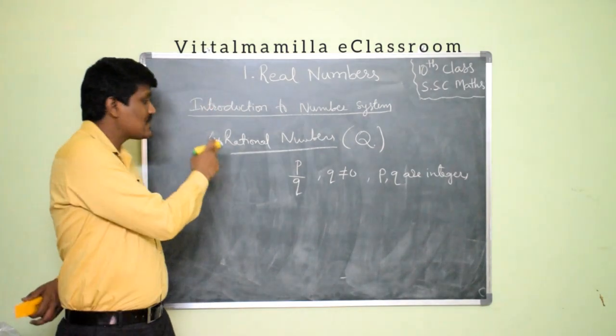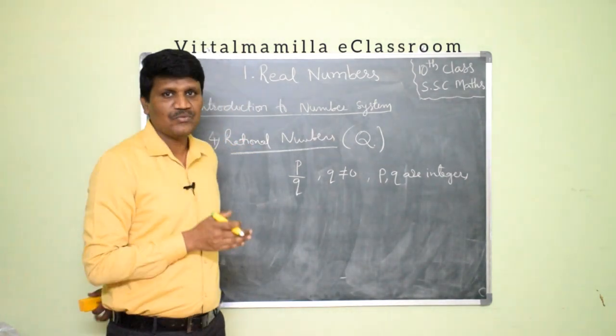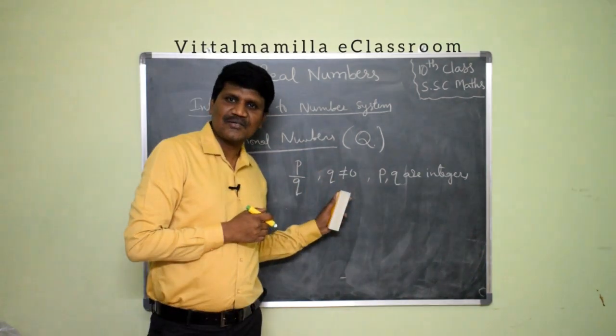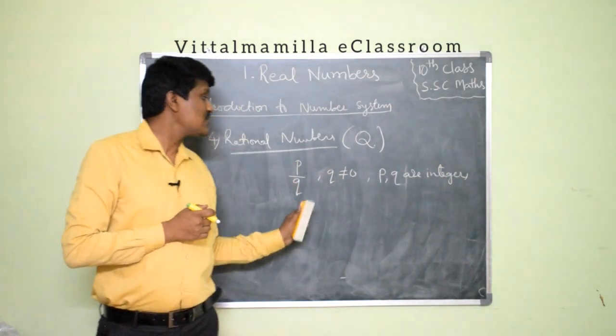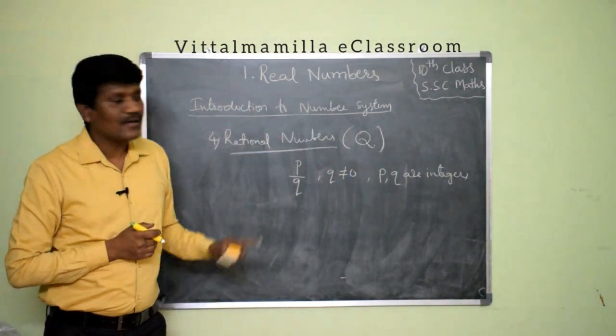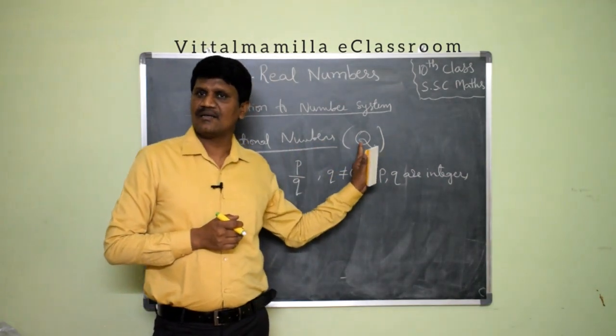So what are rational numbers? Rational numbers means the numbers which are in the form of p by q, where q is not 0 and p, q are integers. Then the numbers are called rational numbers, which are denoted by capital Q.